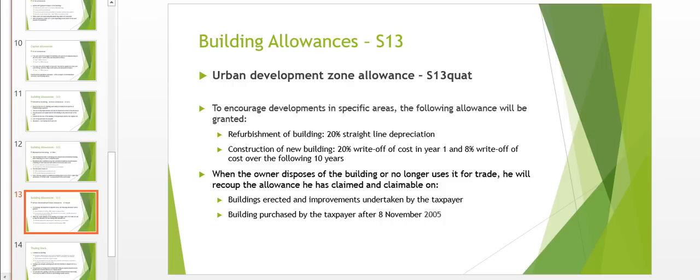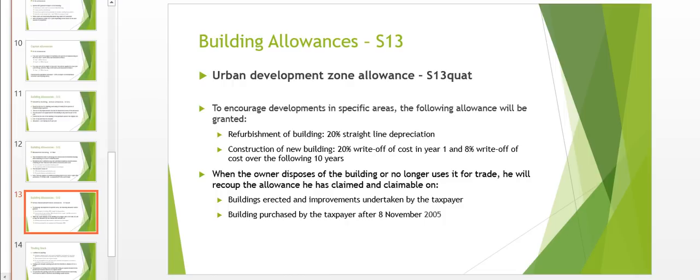So this again was introduced to encourage development in specific areas, and the allowance was granted for the refurbishment of buildings. So it's a 20% straight line depreciation, or the construction of new buildings. So it's a 20% write-off of the cost in year 1 and an 8% write-off of the cost in the following 10 years.